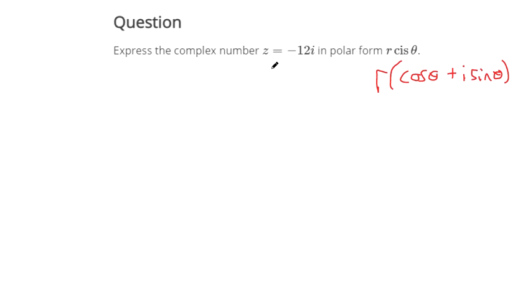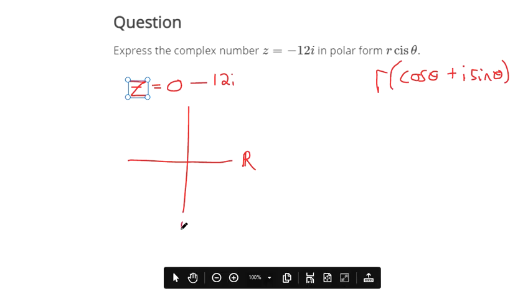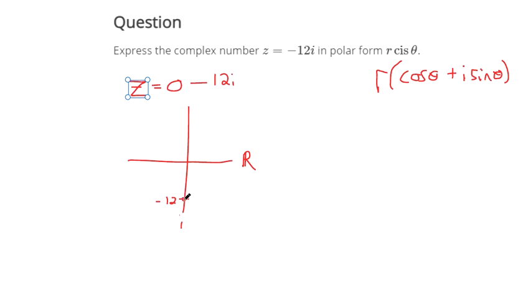So we're trying to find a complex number, z equals negative 12i, in polar form. Remember how we plot complex numbers, right? This is the same as z equals, the real part is 0, and b, the imaginary coefficient, is negative 12. The way we plot this is the real number is 0, and the imaginary number is 12. Negative 12, we should say. So this is where this dot exists in the complex plane.